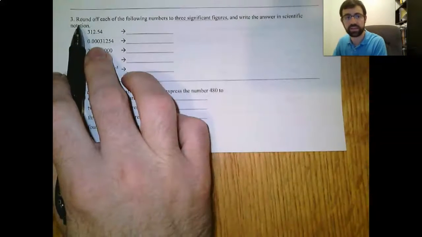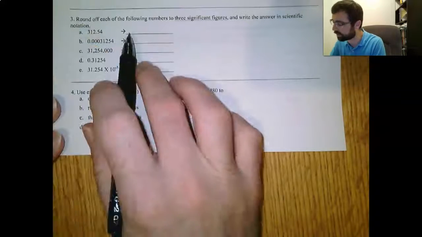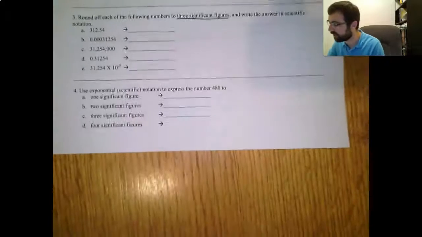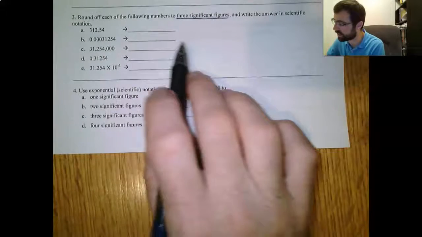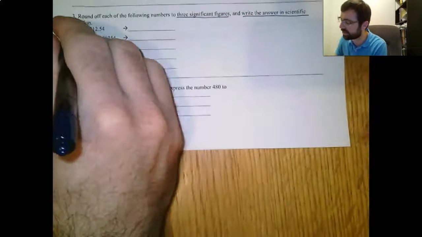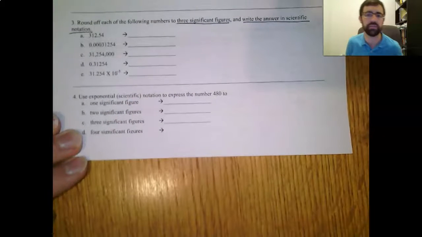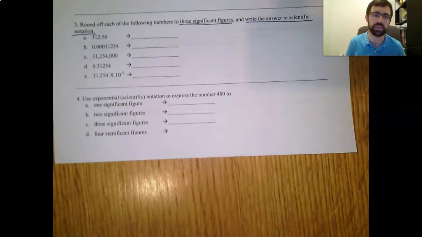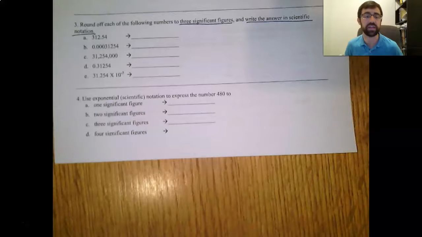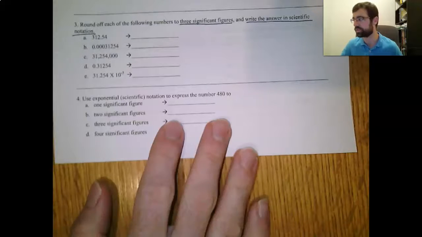So number 3 says, round off each of the following numbers to 3 significant figures. So I'm looking for 3 sig figs, and write the answer in scientific notation. If I didn't specifically say this, you wouldn't have to do that, at least with most of these. But I did say that, so we're going to do that. We're going to start out just by rounding them to 3 sig figs, and then we'll turn them into scientific notation. So the first one, remember your significant figures rules.